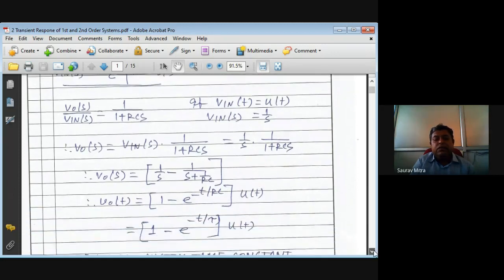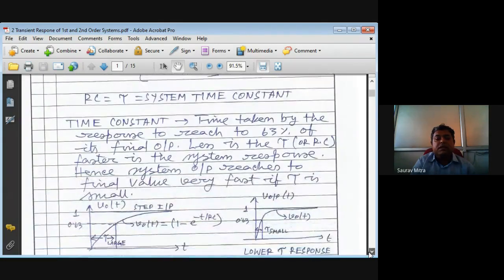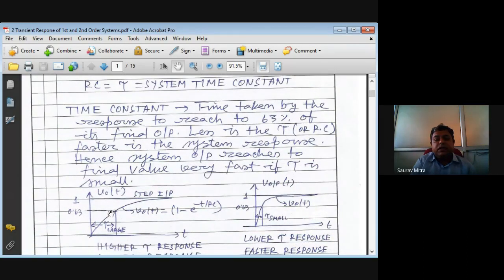And likewise, if you go on, you'll find V output is equal to 1 minus e raised to minus t by tau into u(t), where RC is called tau. The definition of time constant is given. And this is the response that we are finding, that is, output response is 1 minus e raised to minus t by tau. So this is a slower system.